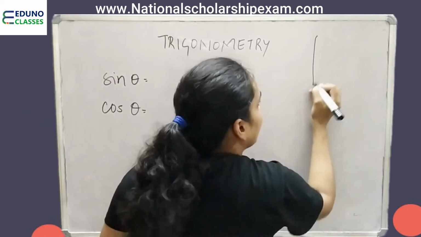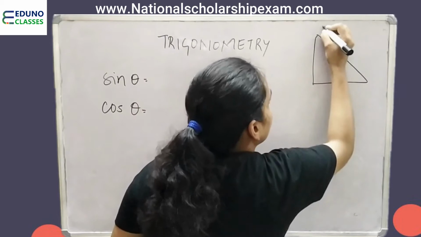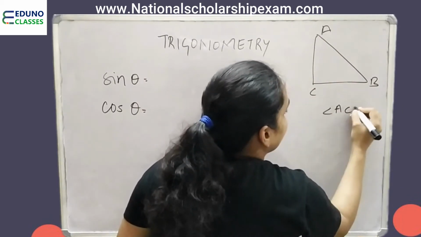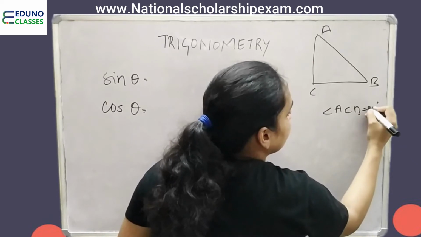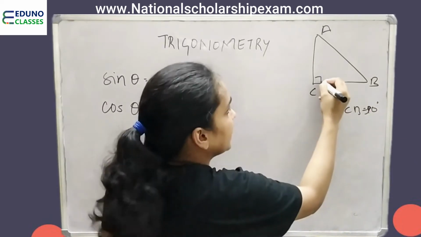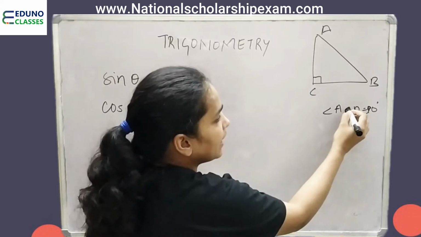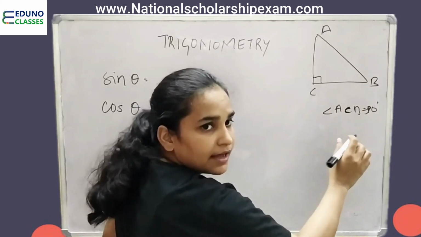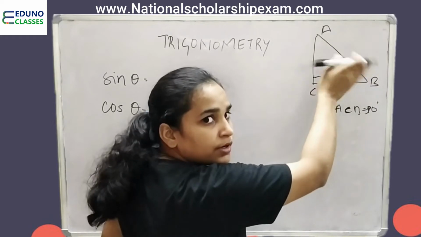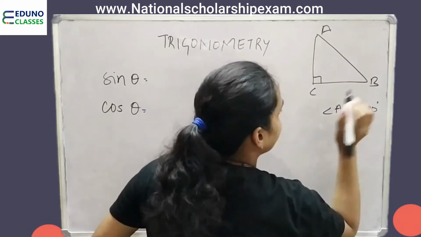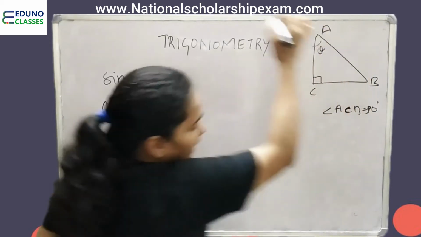Suppose this is your right angle triangle that we are talking about. ABC, how will we write it? Angle ACB equals 90 degrees. Why? Because C is the 90 degree angle, and when we represent an angle, the point at which the angle is formed is written in the middle and the consecutive two points are written on the sides. Fine? This is why we have written it like this. Now suppose this is our angle theta.